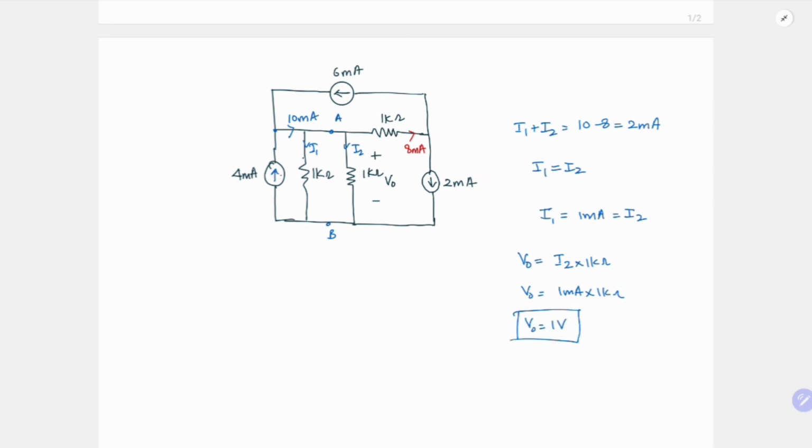So source transformation is a very powerful technique, and mostly in GATE kind of examinations, when you see something complicated, you must always try to simplify it in this form. And most of the time you will be able to simplify it in this form. So this way you will also be saving time, which you can use to solve other complex questions.